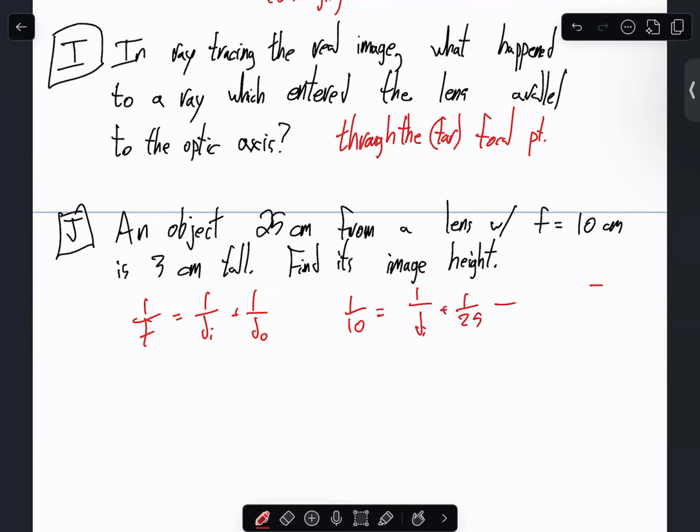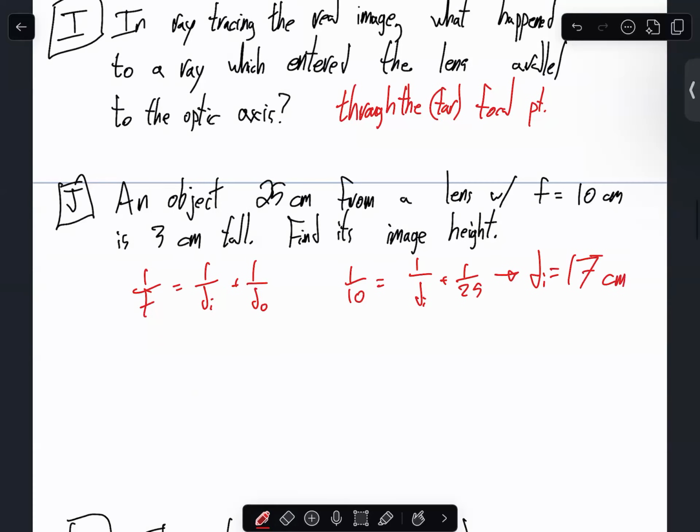That gives me an image distance of 17 centimeters. And at the end of the day, I do magnification equals di over do. Actually, negative. Negative is just being picky. It's a flipped image is what the negative sign gives you. 17 over object distance, for God's sake, where did I put it? 25 centimeters. 17/25 is 2/3.